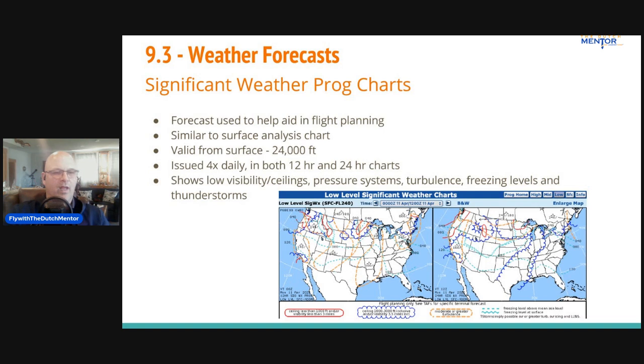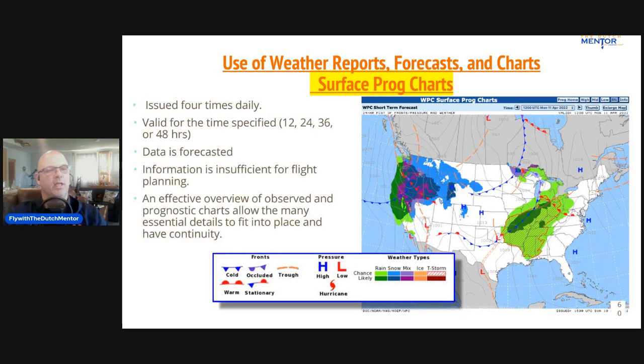Again, in helicopter flying, because we often tend to be very local, this is less of a concern. But certainly you want to be able to see if there's any low visibility, ceiling issues, or turbulence in your particular area, because that will be a good way to make a no-go decision if you have any of these into play. The surface prognostic charts are issued daily. Again, you can look at them for 12, 24, 36, or 48 hours. It helps you start the planning process.